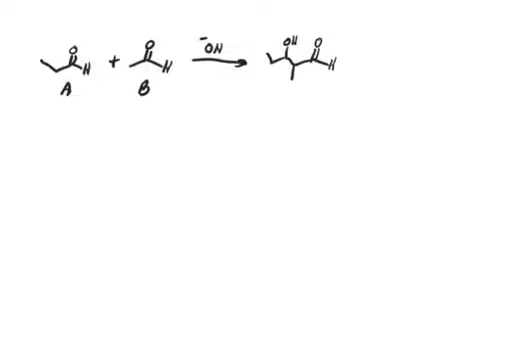Right? And this is A with itself. I could also have B reacting with itself. And if I draw that product, I'm going to get the aldol that looks like this. Right? And this will be B with itself.